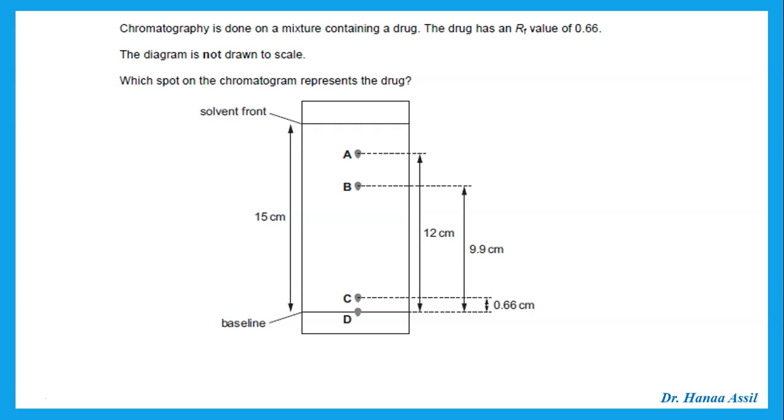Chromatography is done on a mixture containing a drug. The drug has RF value of 0.66. Which spot on the diagram or on the chromatogram represents the drug? So he's saying which of these spots has an RF value of 0.66. Now, without even sitting down and doing any calculations, obviously, if something has a spot of 0.66, that means it is slightly above the middle. So it cannot be C, it cannot be D, it's probably B.